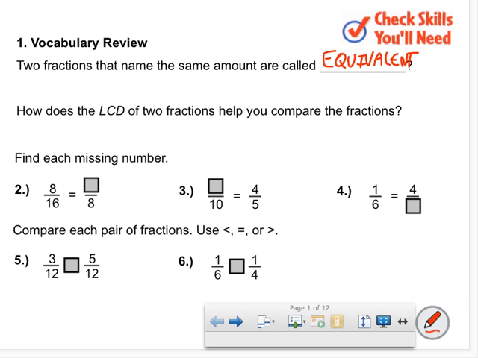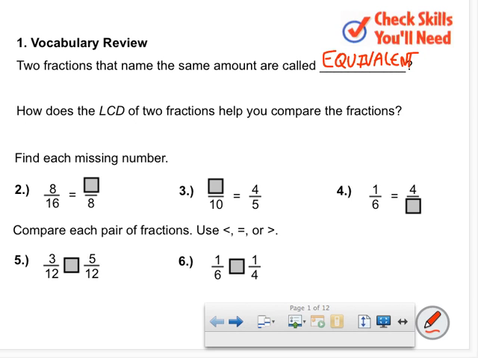Do you guys understand? So when you're trying to rewrite your fractions in equivalent forms so that you can compare fractions that have like denominators, you're using the LCD, and it relates to LCM. Okay? So when you have two fractions with a common denominator, how do you compare them?